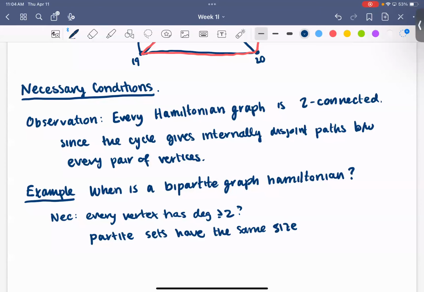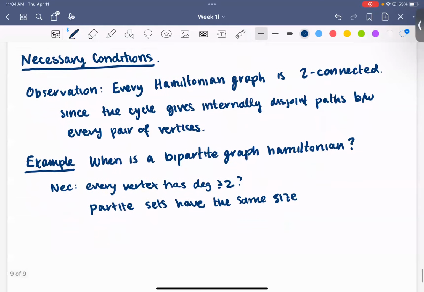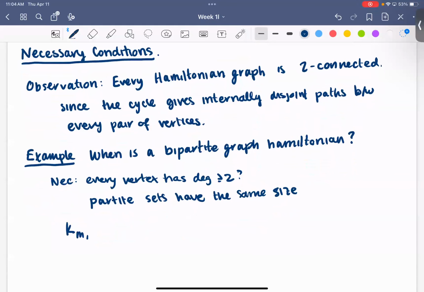Why is that true? Your cycle is going to pass alternately between the two partite sets. So half the cycle is going to be in one set and half of it is in the other set. So if you're hitting every vertex, then the two partite sets have to have the same size. So the complete bipartite graph K_{m,n} is going to be Hamiltonian if and only if m is equal to n. And I guess they also would have to be greater than 1, because then there's no cycle if it's just K_{1,1}.